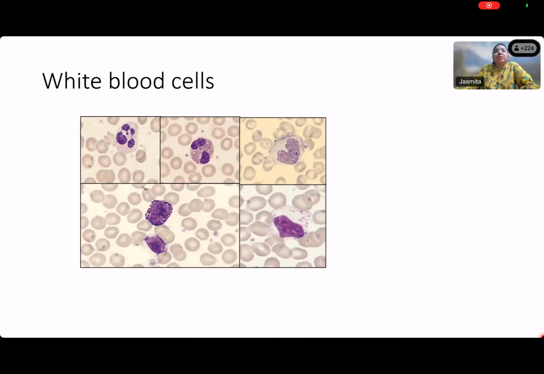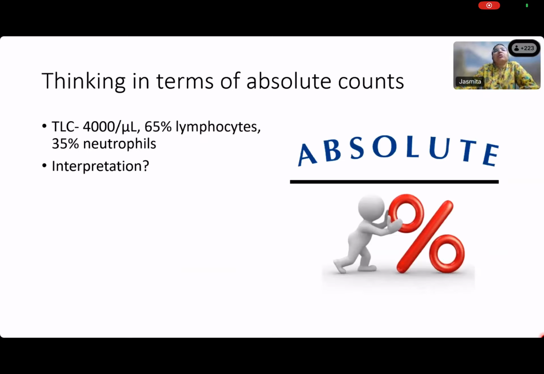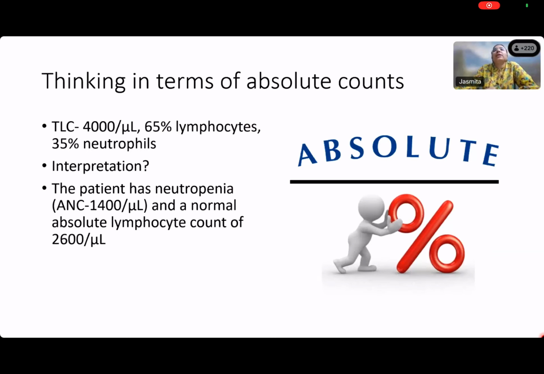Now we'll switch gears and move to WBC disorders. I've shown you this particular image of white blood cells. When you look at peripheral smears, or when you look at CBC reports, you have to think in terms of absolute counts. For example, I've given you a scenario here: 35% neutrophils, 4,000 TLC, 65% lymphocytes. It looks like there is lymphocytosis. However, the patient actually has neutropenia. The lymphocyte count is well within the normal limits.